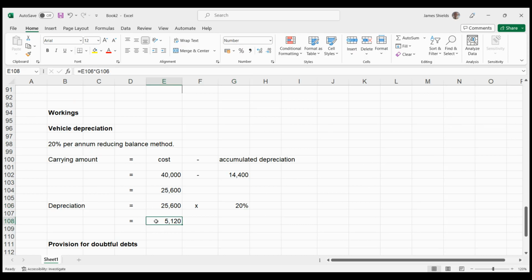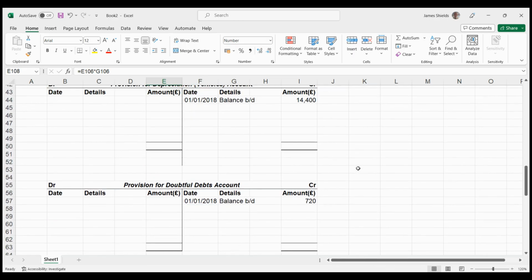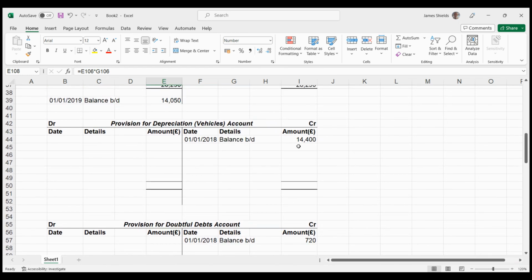So we're going to have to put that now into our nominal ledger account. So 5,120. There's now going to be an additional depreciation going on the credit side. That's going to be shown in our income statement as an expense. It's for the year, so it's going to be at the end of the year, 30th of September 2018. So that's this year's depreciation.